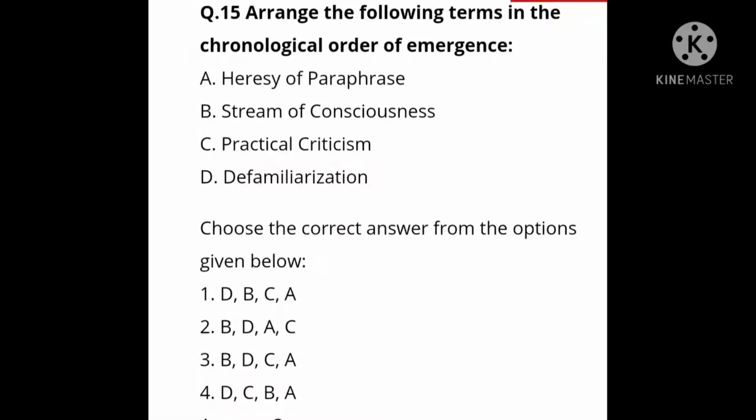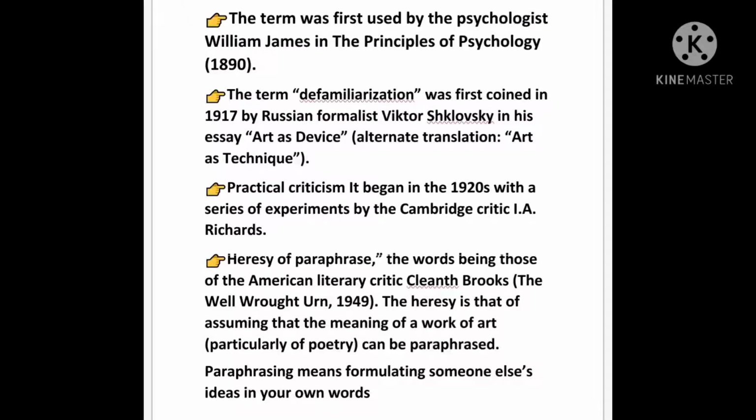The next question is again about chronological order. We have to arrange all the terms in chronological order. All the terms are very important, and questions are always asked from these terms. So let's discuss the stream of consciousness. The first term, stream of consciousness, is used by William James in his book The Principles of Psychology, published in 1890.